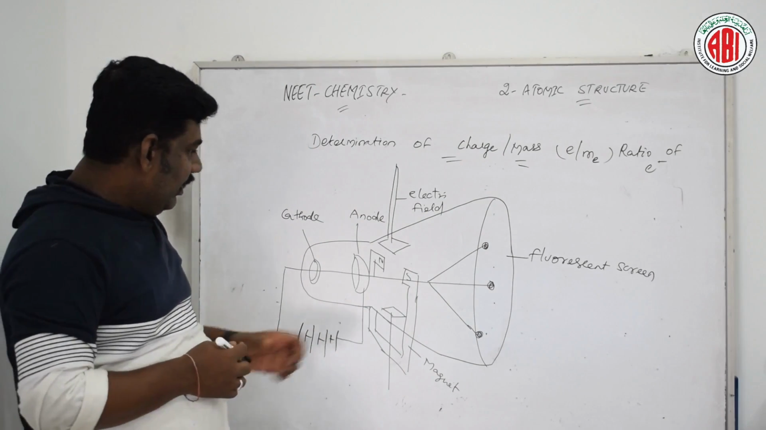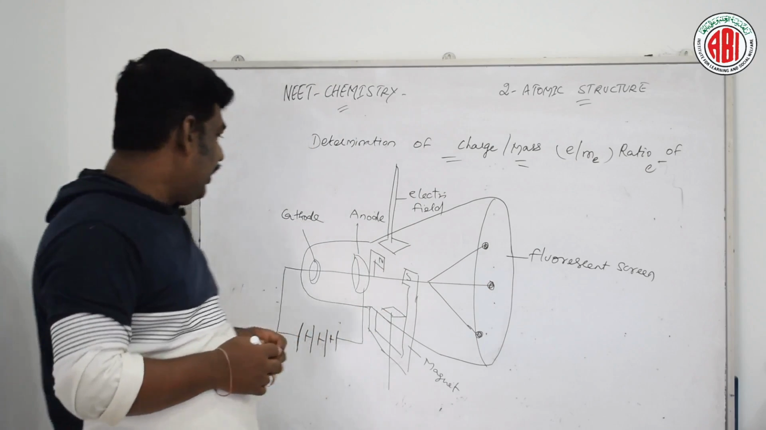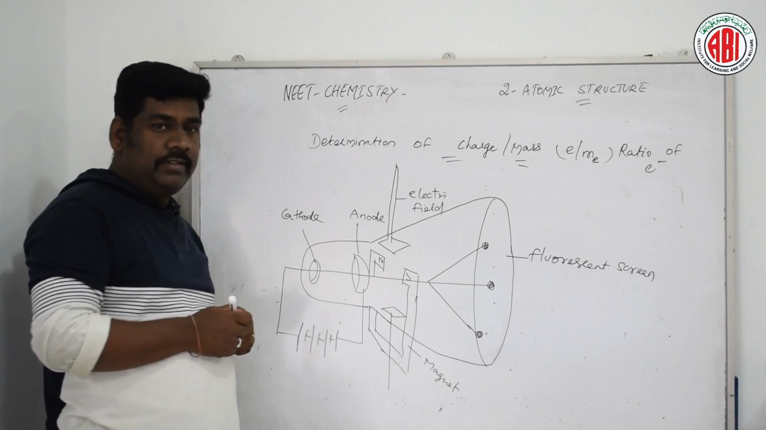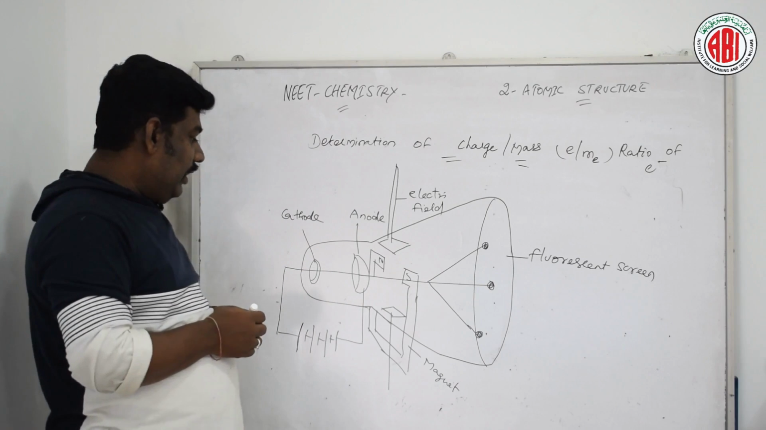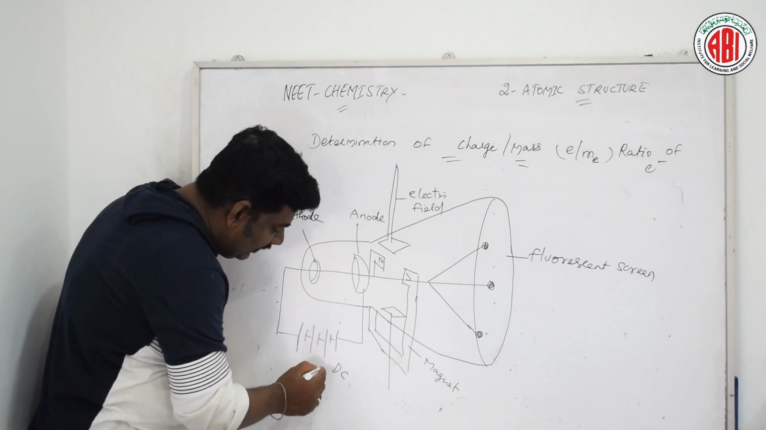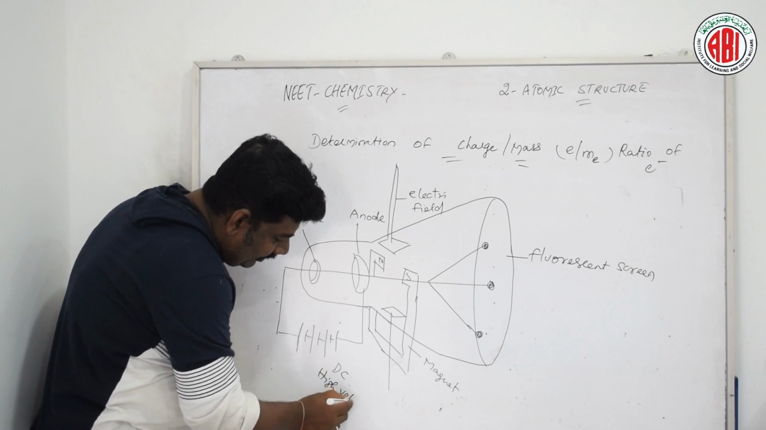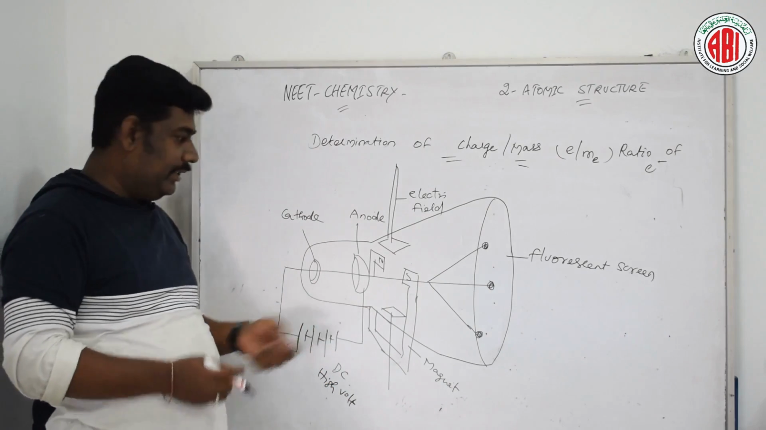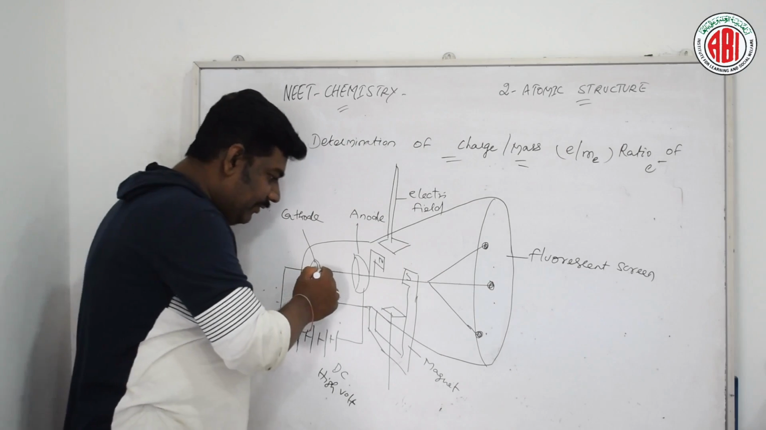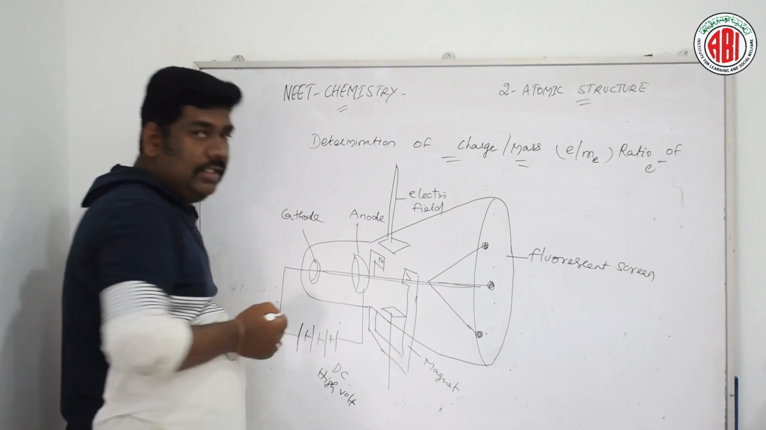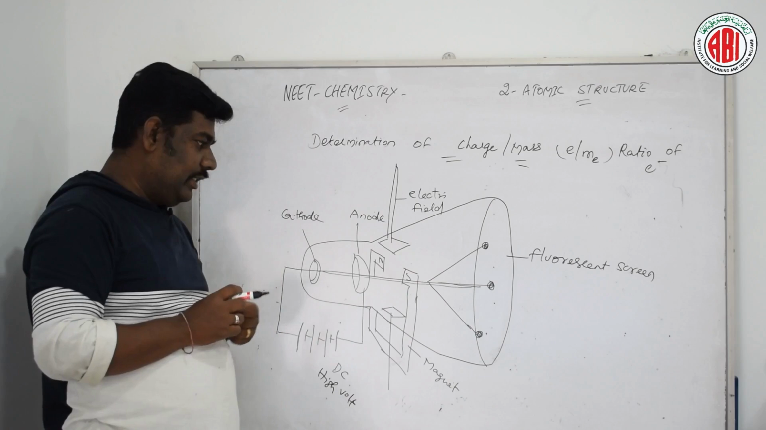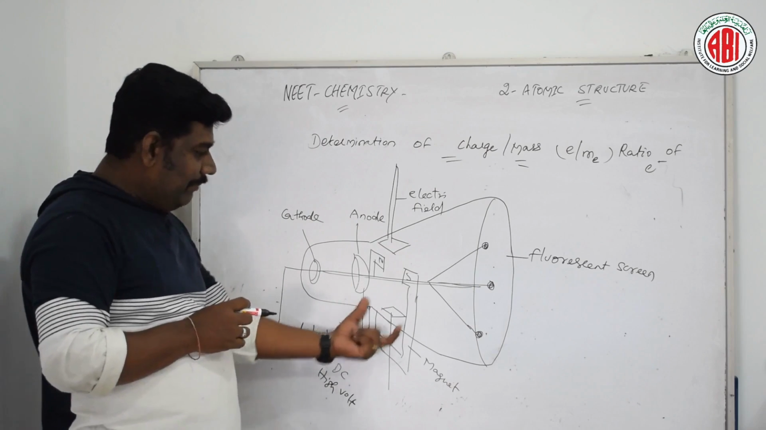In this apparatus you see two electrodes placed, cathode and anode. These two electrodes are connected to a high voltage DC electric current supply. And this is the path of the cathode rays, which travel from the cathode to the anode.